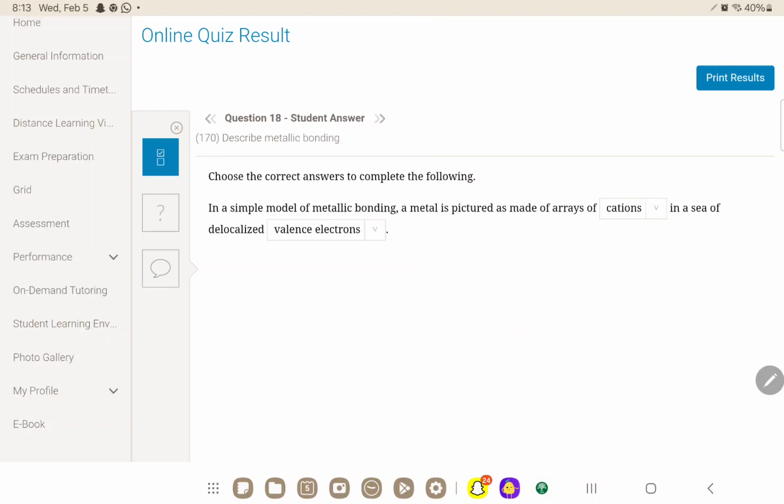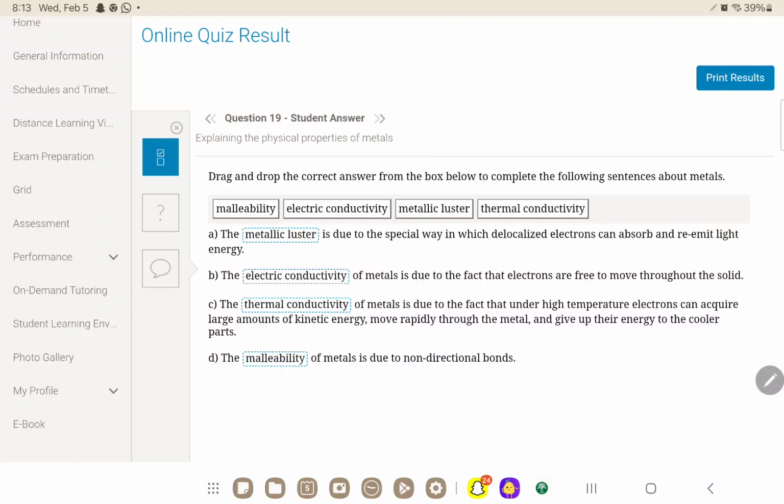Now, in metallic bonding, it's an array of cations, specifically positive charges, surrounded by a sea of delocalized valence electrons. This is also a memorizing type question. Now you need to match which property is for which reason. Metallic luster is because the electrons absorb the light and re-emit it. That's why it looks shiny. Conductivity is because the electrons are free to move. When you see the word move, it means electric conductivity.